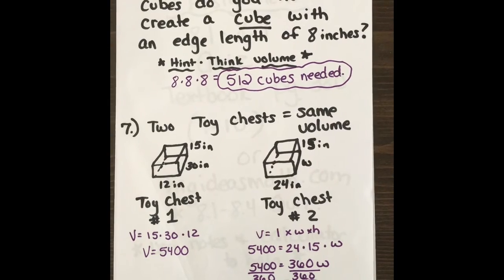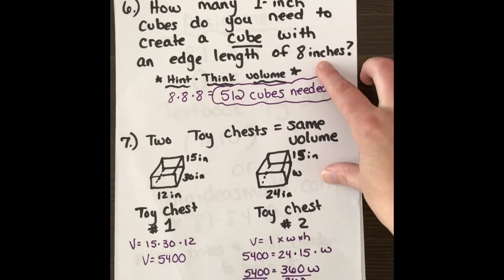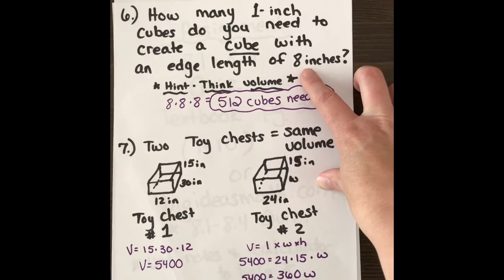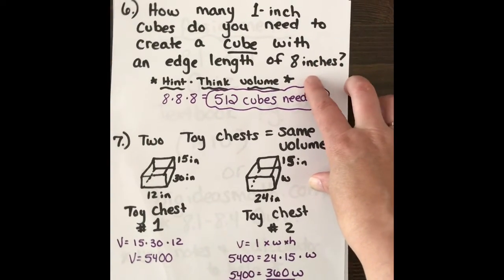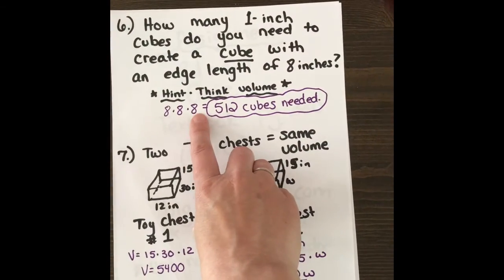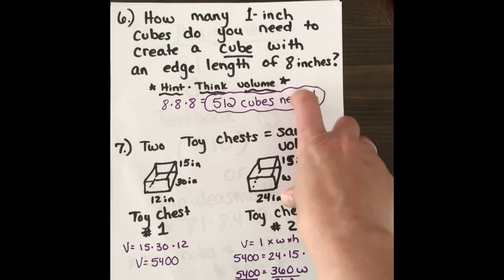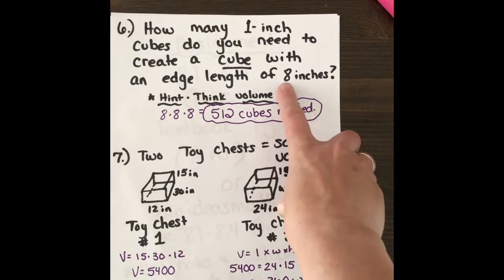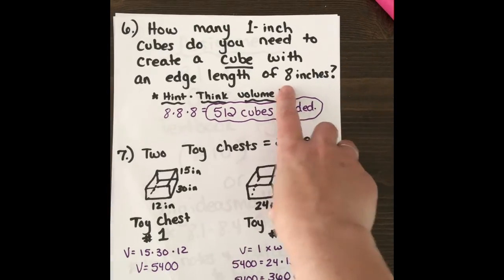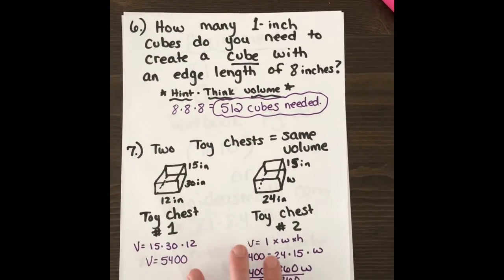And then the last 2 problems. So 8 inches, you gotta think 8 inches is gonna be your length, your width, and your height because they're all squares that make up a cube. So if you just multiply those together, that would give you your answer. So I could change this to 6, I could change it to 5, I could change it to 10, and you would just do the same thing, 5 times 5 times 5, or 10 times 10 times 10 to figure out the cubes.